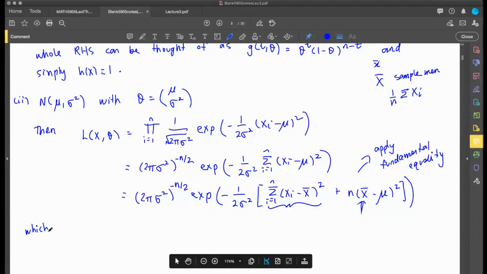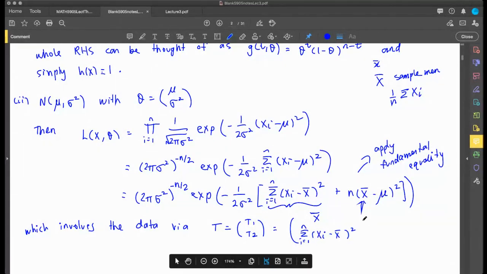Okay, so this likelihood involves the data, I will get to the questions in a second, via the statistic T, which is now two-dimensional because it depends on two separate statistics. And these two statistics are, well, this is my first one, which is just the sample mean x bar. And then also this second statistic, which is the sum of the squared deviations from the sample mean. Okay, so it only depends on these two statistics, right? This one here and this one here.